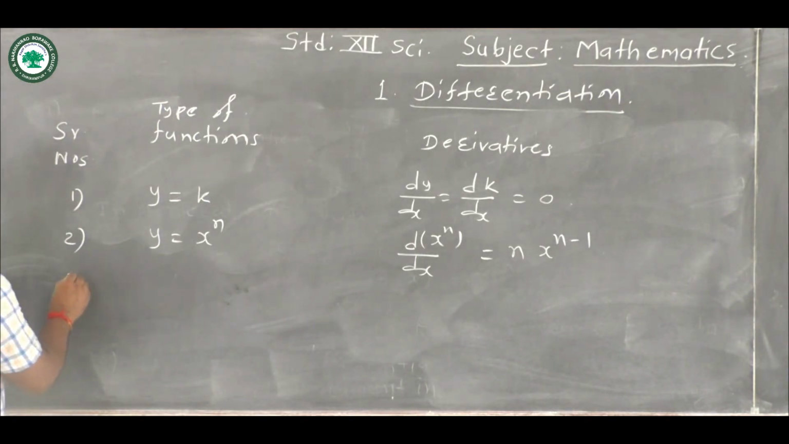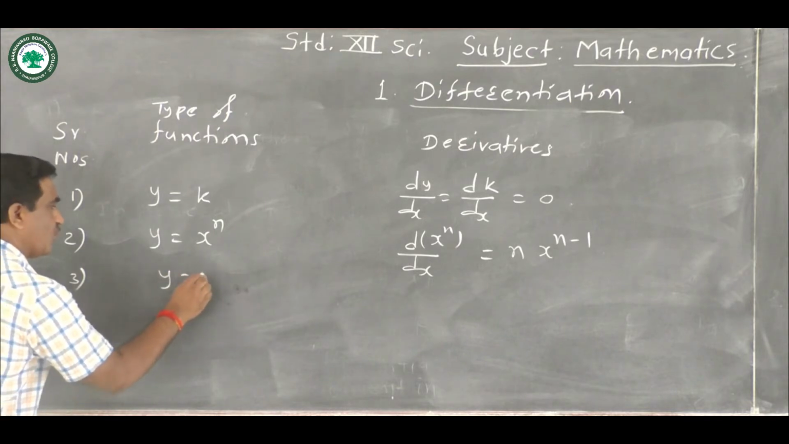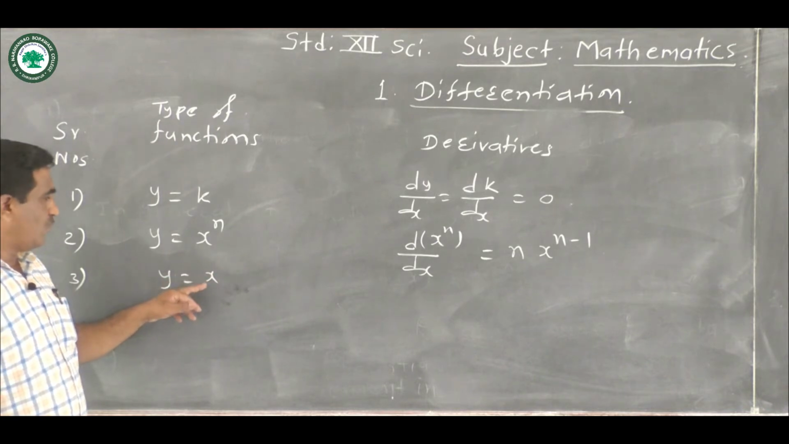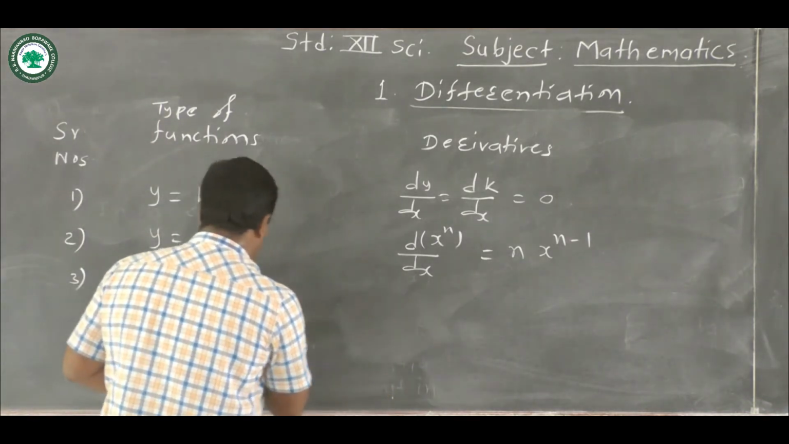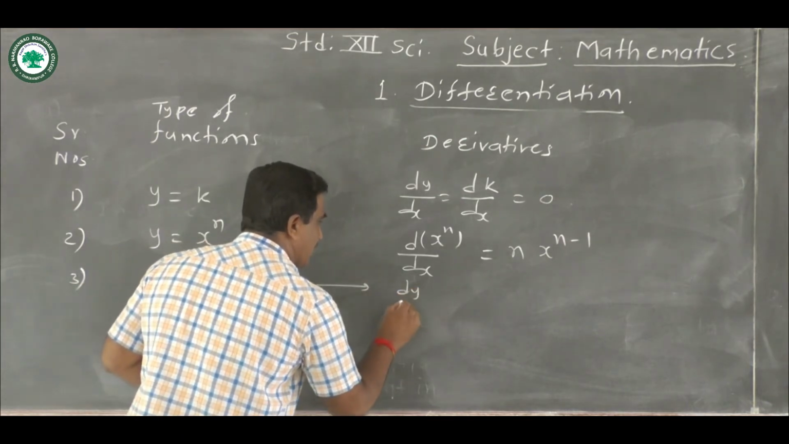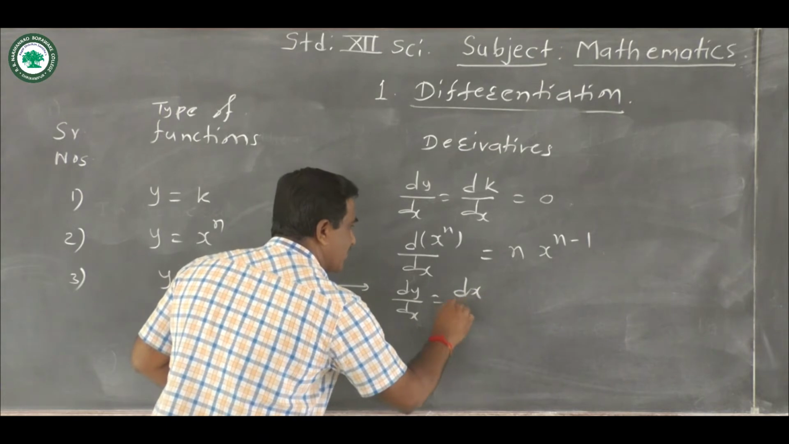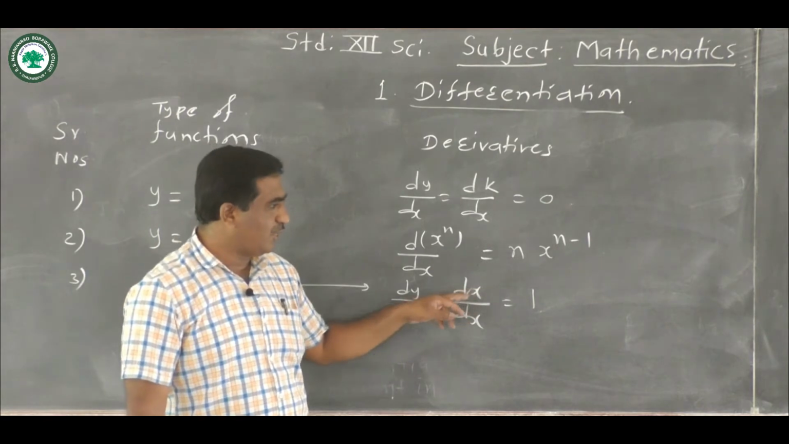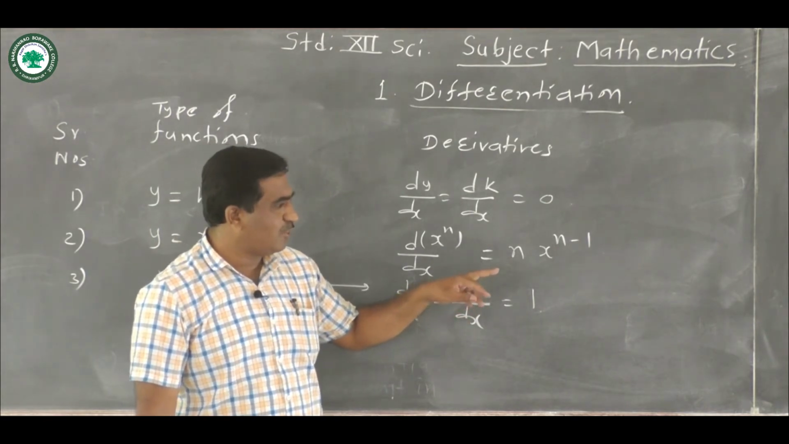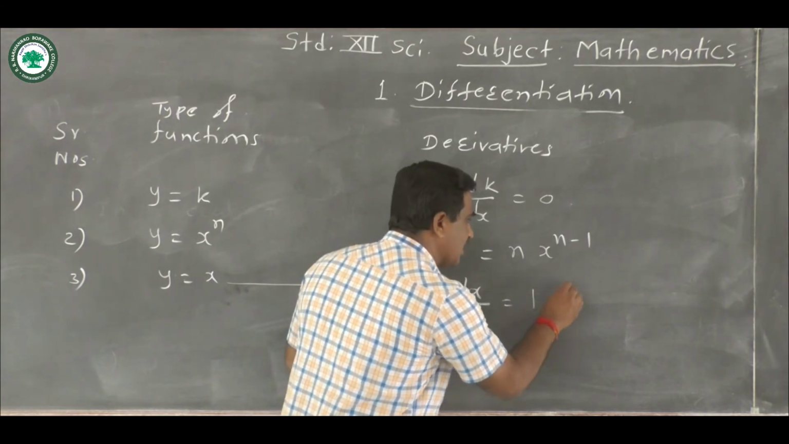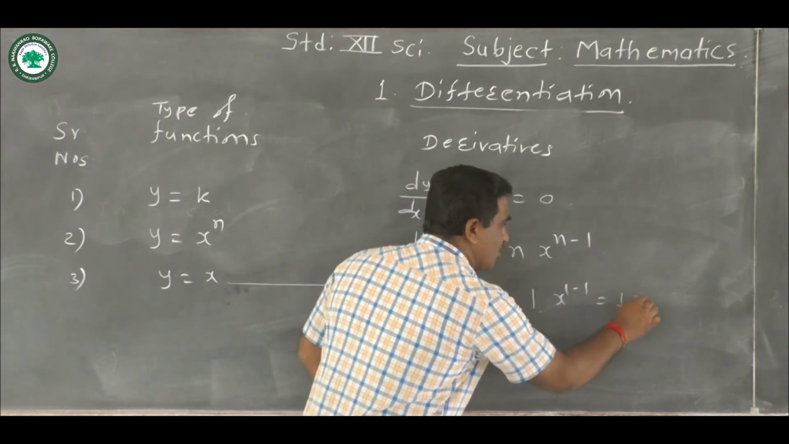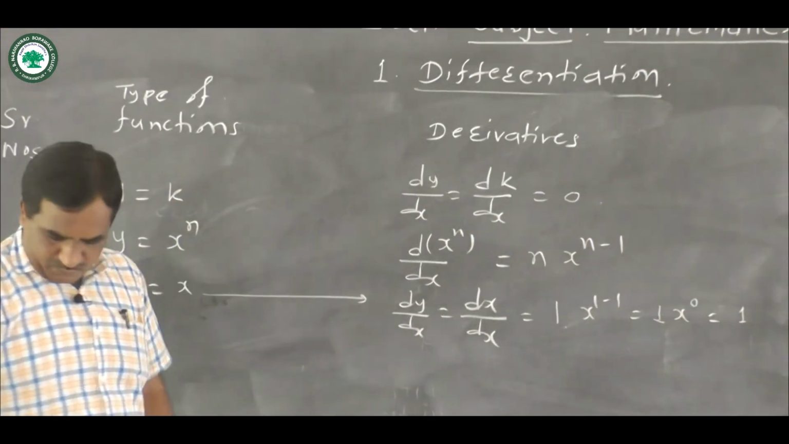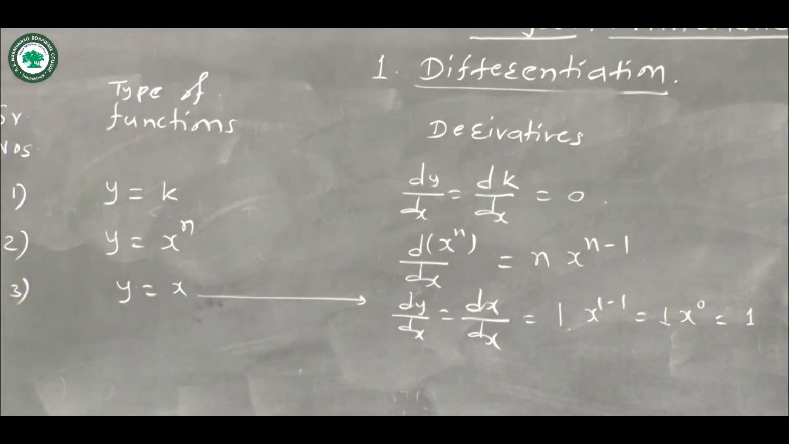Now consider third function, y is equal to x. This is also power function. Here x raised to 1. Therefore derivative of this with respect to x, dy by dx equal to dx by dx is equal to 1. Derivative of x raised to 1 is 1 into x raised to 1 minus 1, that is 1 into x raised to 0. X raised to 0 means 1. 1 into 1, 1. Derivative of function x with respect to x is 1.